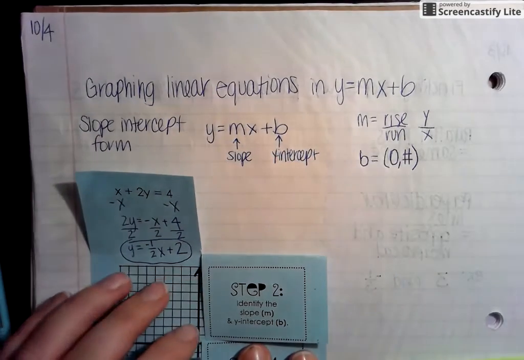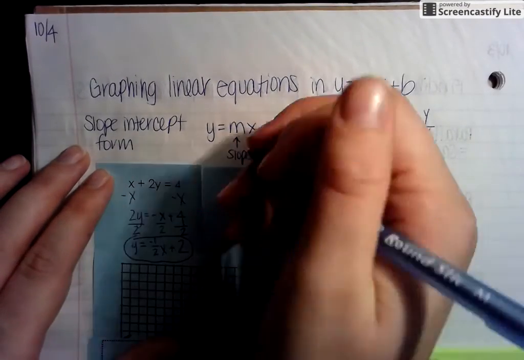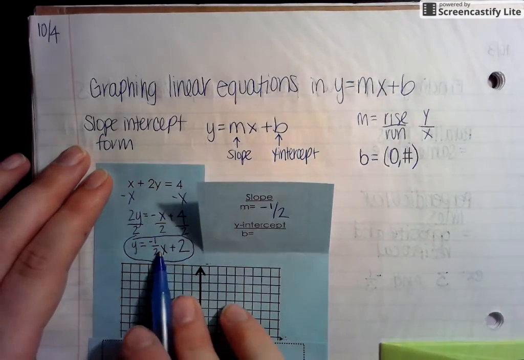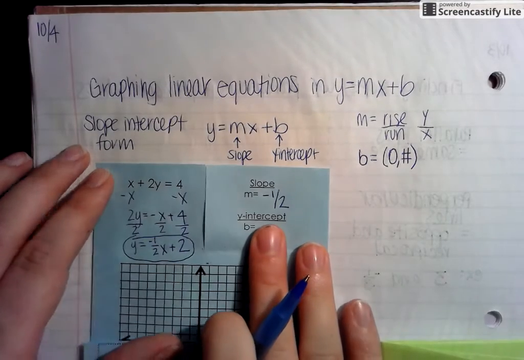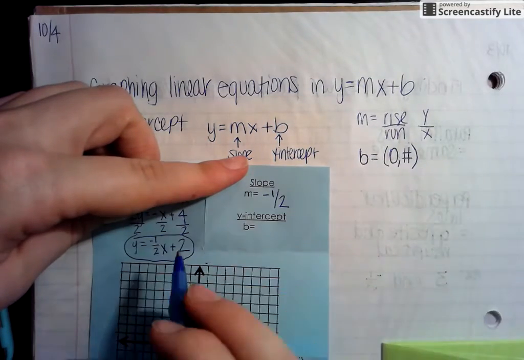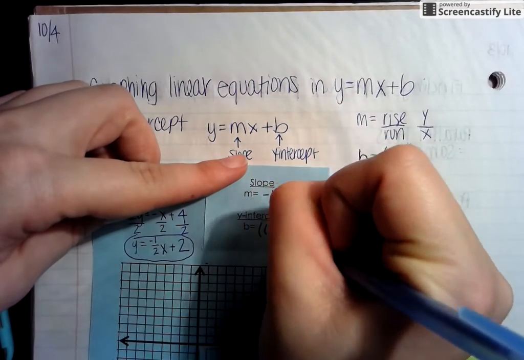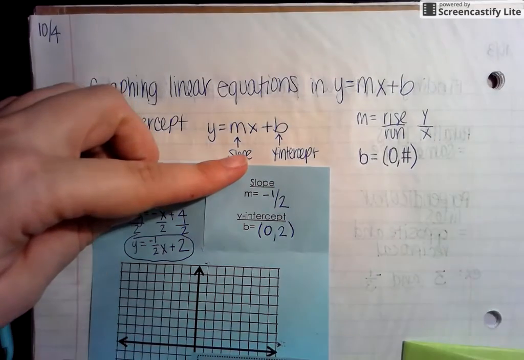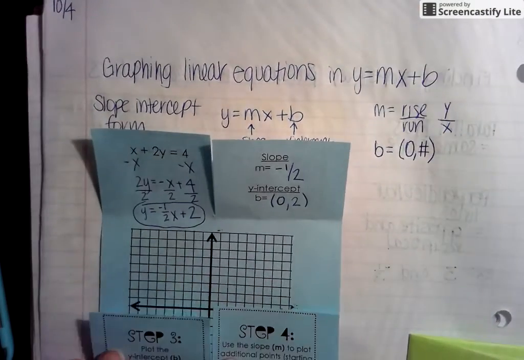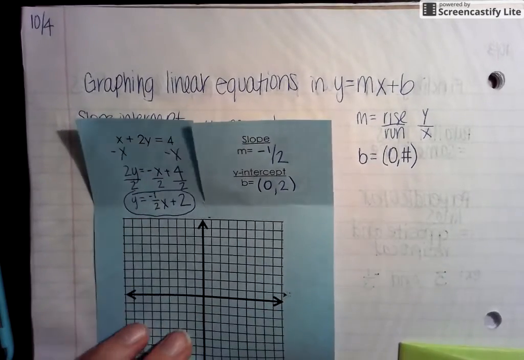So step 2, they want me to identify the slope and y-intercept. So my slope, looking at this equation, is negative 1/2. It's always the number in front of the variable. Then I have my b, which is 2. It's always going to be written as 0, comma 2, because we want it to intercept the y-axis. So we're now going to go to the third step, which is plot the y-intercept. So our y-intercept is 0, comma 2.